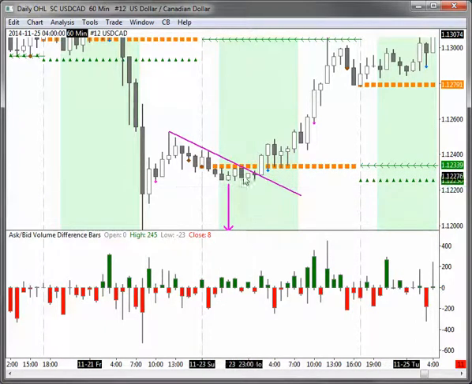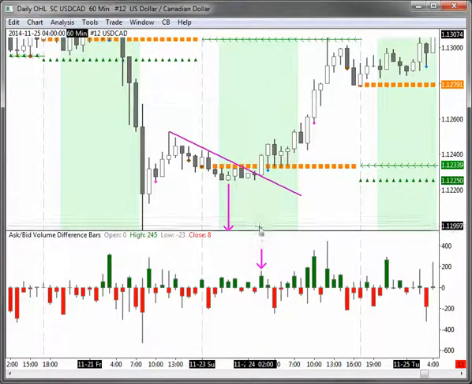We're not getting much traction, and then we come up and we break this trend line and we move up above the day's open. So now I've got a reference point. I've got a signal. And what do I do then? I then take that signal, and then I look at what's happening on the ask bid volume difference.